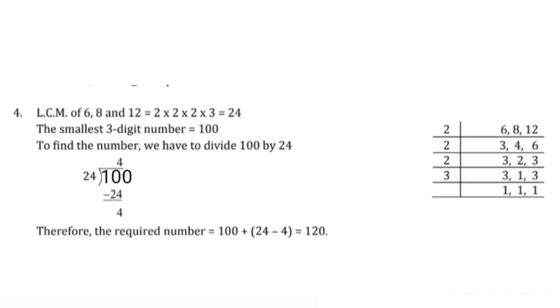Now the smallest 3-digit number is what? 100. Okay. Now let's divide it. So 100 divided by 24. Let's divide it. So what is remainder is coming? It is coming 4. So the required number is what? 100 plus 24, and this remainder we will subtract. Means it will come 20. So 100 plus 20 is what? 120. That is the required number.